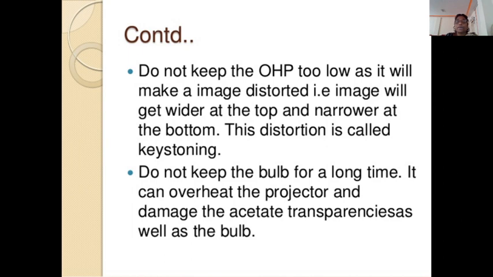Do not keep the bulb on for a long time. It can overheat the projector and damage the acetate transparencies as well as the bulb. Do not keep the OHP too low or too high. This distortion is called keystoning. Next, do not keep this OHP on for a long period of time. It will damage the transparencies as well as the bulb.